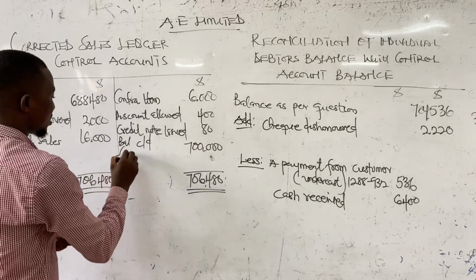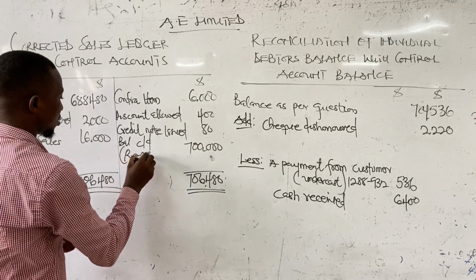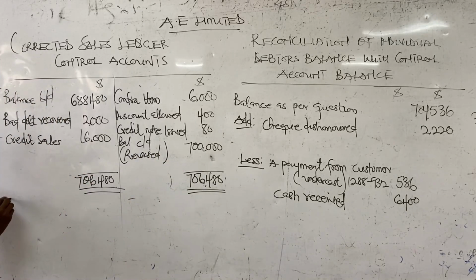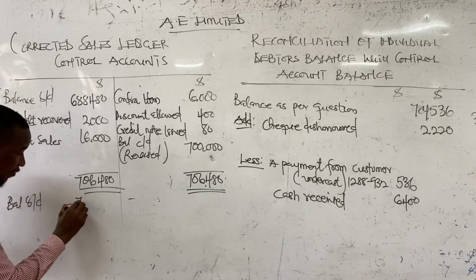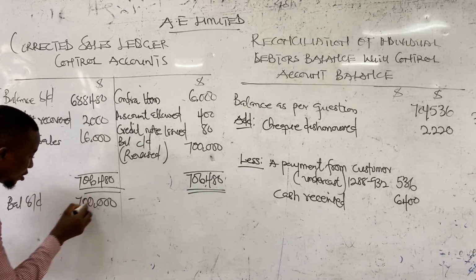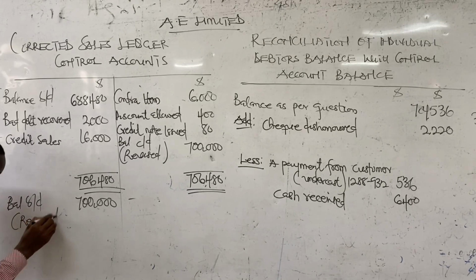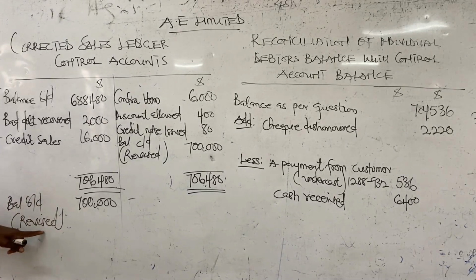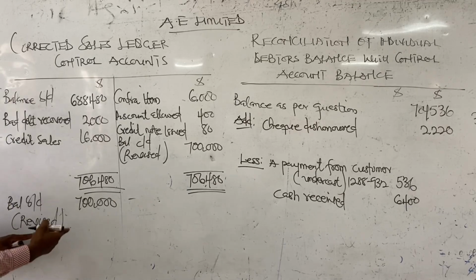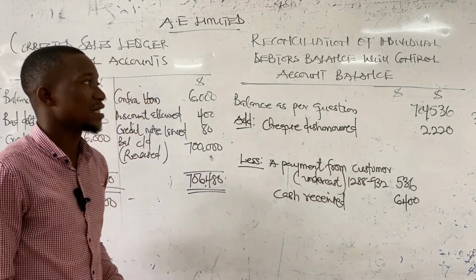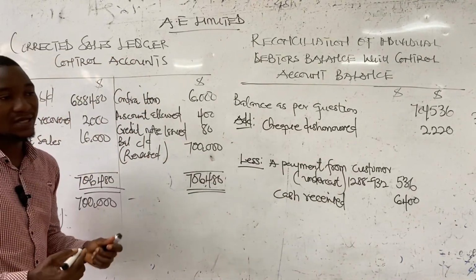And this balance is the revised balance. So it will be the balance brought down of 700,000. Good. This 700,000 is the revised balance. The reason why I'm calling it a revised balance is that it must be the same as the balance that we will ascertain on the individual debtors balances that we reconcile.